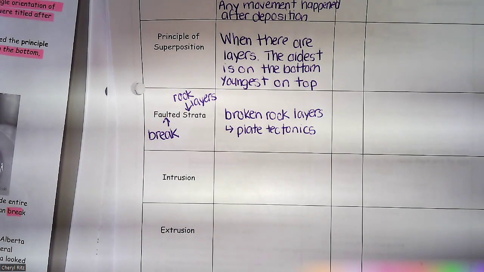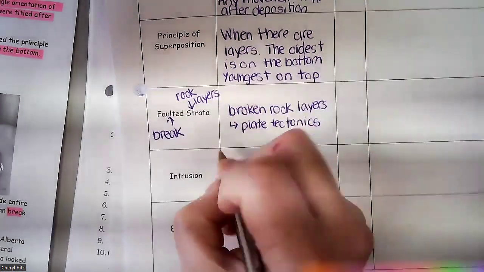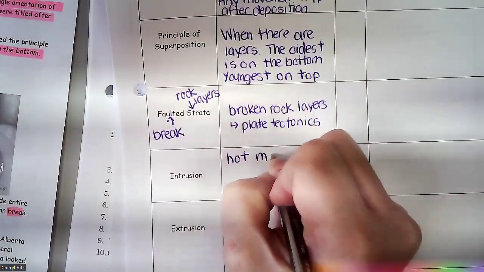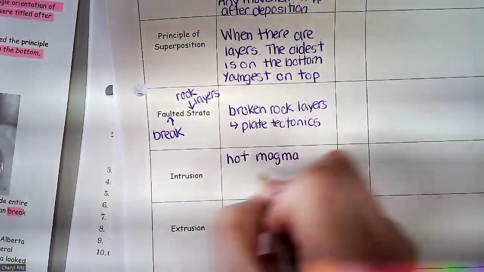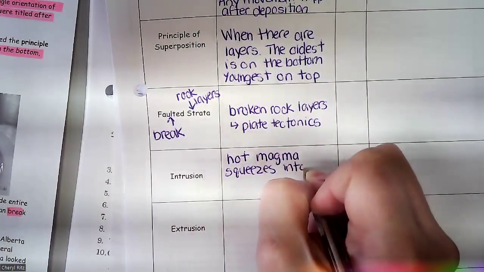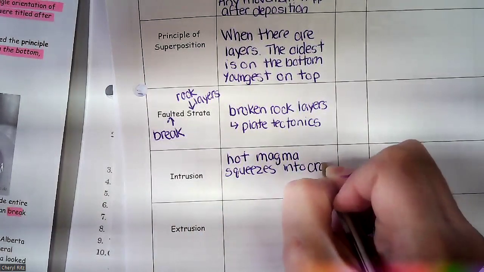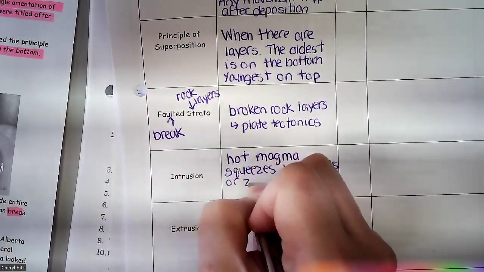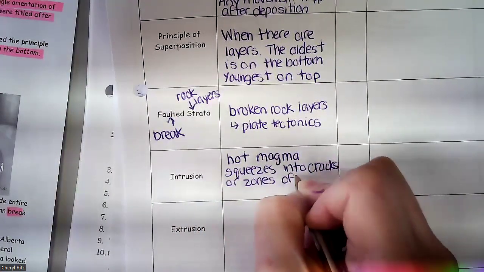Phoenix, what's an intrusion? You should have highlighted it in the reading. You have it highlighted, I see it. It happens when hot magma squeezes into cracks and zones of weakness.